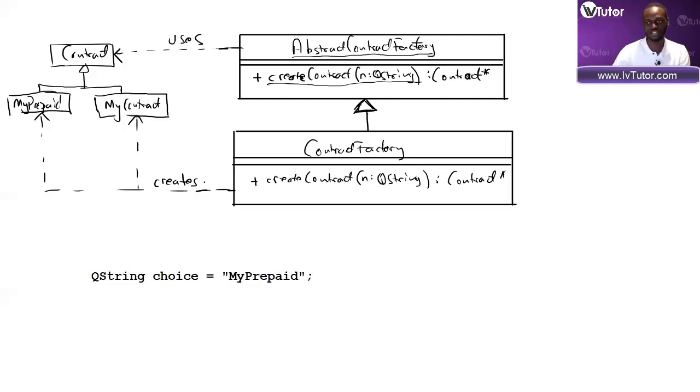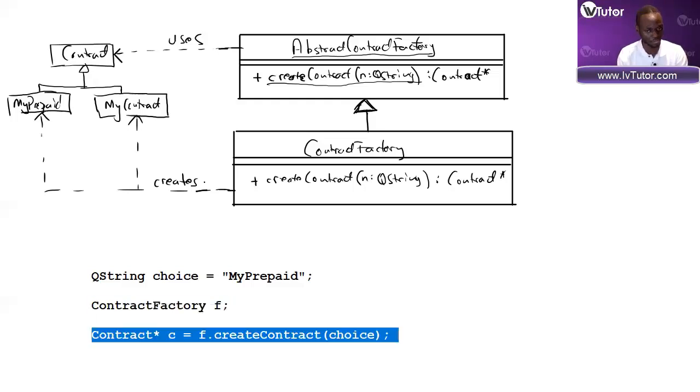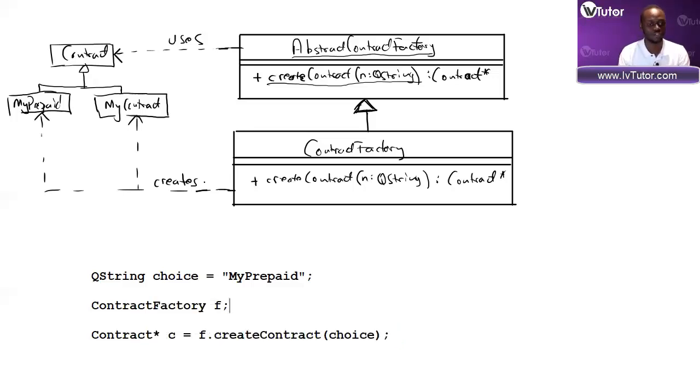So I can make an instance of my factory and then use that instance to return an instance of a contract. So I can say, here's my contract factory. I can call this one F. All I need to do to get an instance of a contract C is to go F dot create contract, and I give it the choice that we have. That is how you would do it. And that's it. Make an instance of your factory and call your factory method, which is the one returning the instance of a contract.